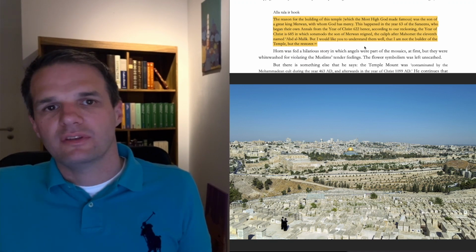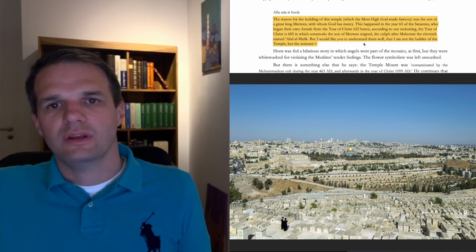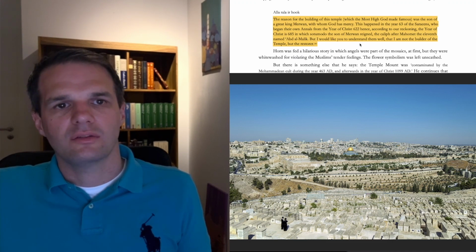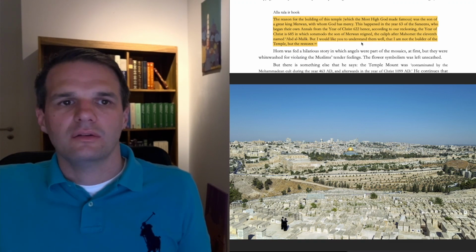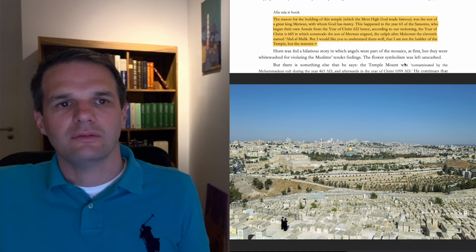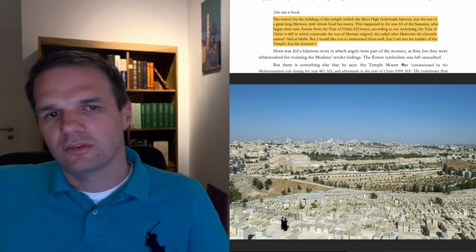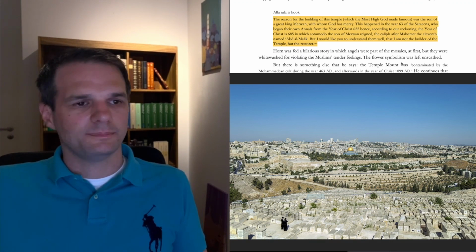The reason for the building of this temple, which the Most High God made famous, was the son of a great king Marwan, with whom God has mercy. This happened in the year 63 of the Saracens, who began their own annals from the year of Christ 622. Hence, according to our reckoning, the year of Christ is 685, in which Sotomondo, the son of Marwan, reigned, the caliph after Mahomet XI, named Abd al-Malik. But I would like you to understand them well, that I am not the builder of the temple, but the restorer. Now, this is confusing already because the translation is not great.